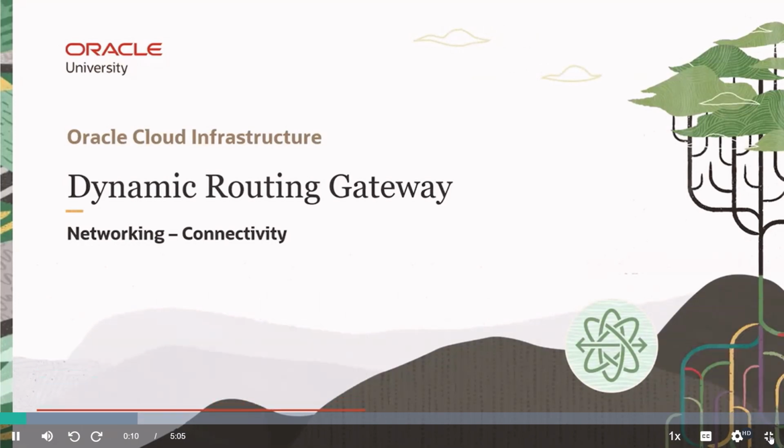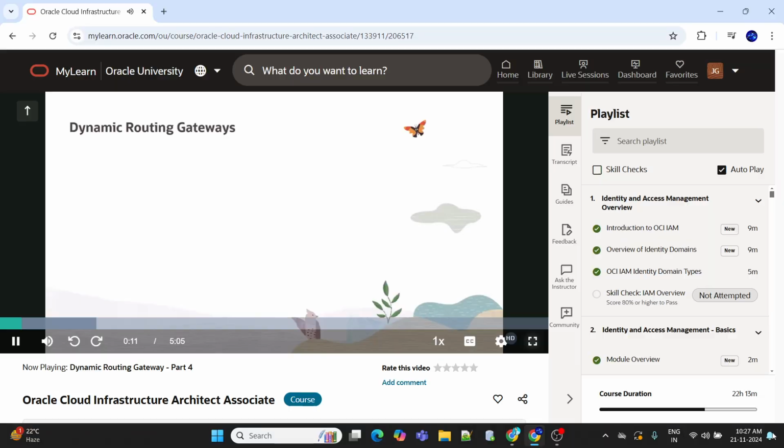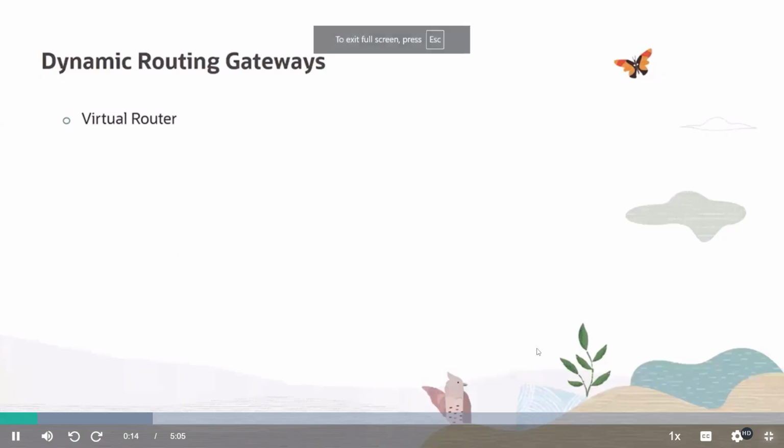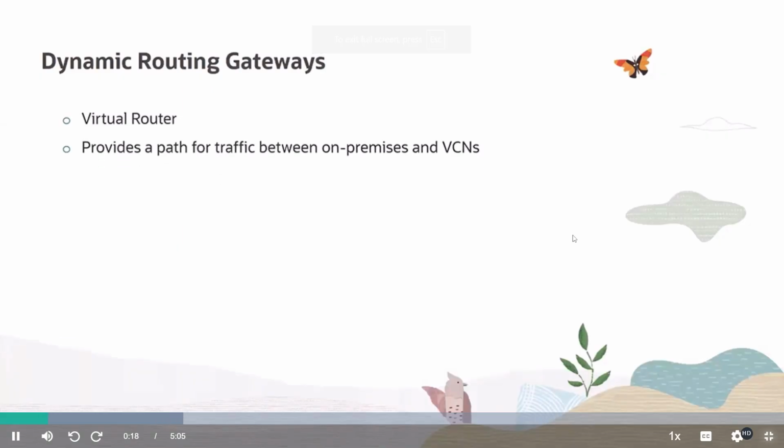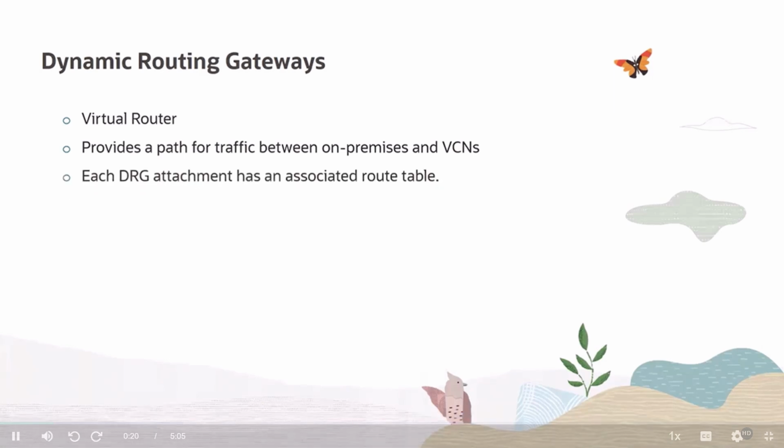Let's get started. What is a Dynamic Routing Gateway? It's a virtual router which facilitates communication between on-premises network and virtual cloud networks. And there's a concept of attachment.